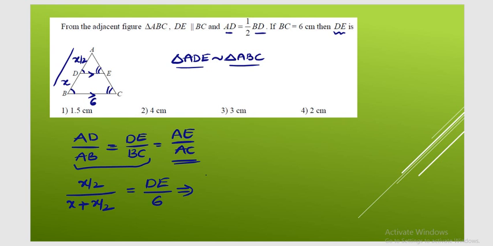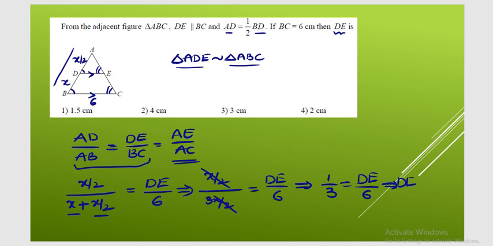Now what I am going to get: x by 2 in the numerator, and x plus x by 2 is nothing but 3x by 2, which is equal to DE by 6. In the numerator x by 2 and in the denominator x by 2 get cancelled. So I am going to get 1 by 3 is equal to DE by 6. Since I need the DE value, DE is equal to 6 by 3. I have cross multiplied this 6. Then this gives me DE is equal to 2 centimeters. So the answer is DE is equal to 2 centimeters.